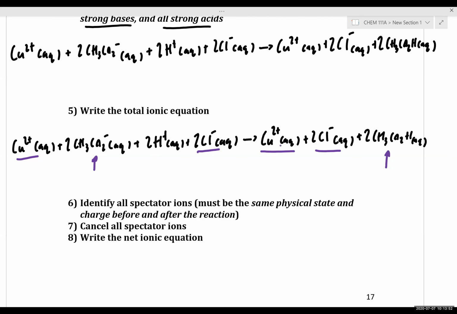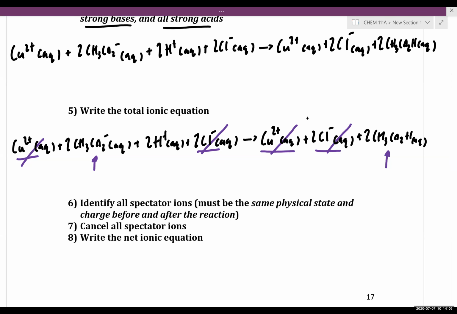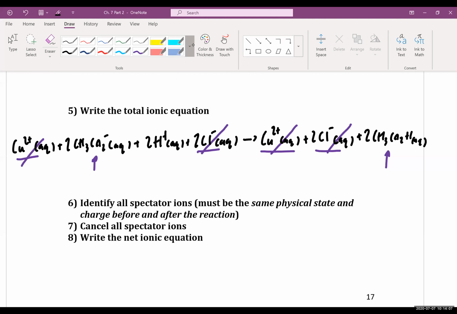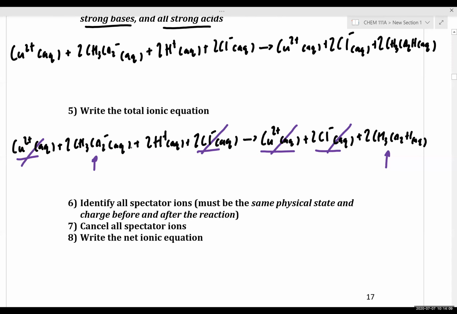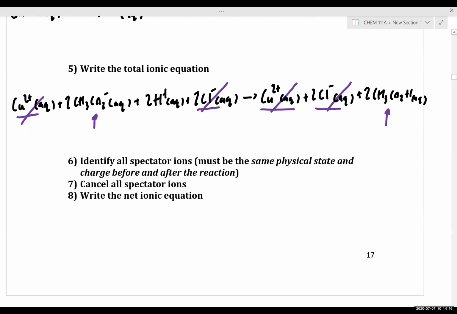So now what we're going to do is take all our spectator ions and cancel them, noting that there should be equal numbers of spectator ions on each side. It would be a little bit odd if there were different amounts of copper on each side. That would imply that something's off with balancing this equation. So now that we've canceled our spectator ions, we're going to write out our net ionic equation.